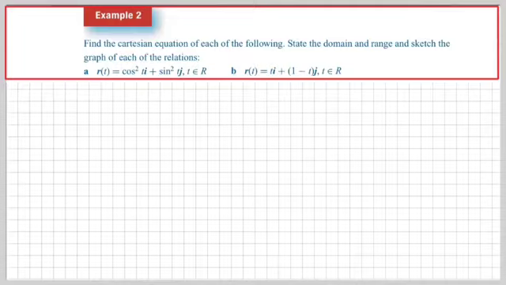What do we got here? A Cartesian equation for each of the following: state the domain and range, and sketch the graph of each of the relations. All right, again, I'm looking at this very closely. t is any real number, so it's not time. So, okay, let's go for it. We'll put down A today.